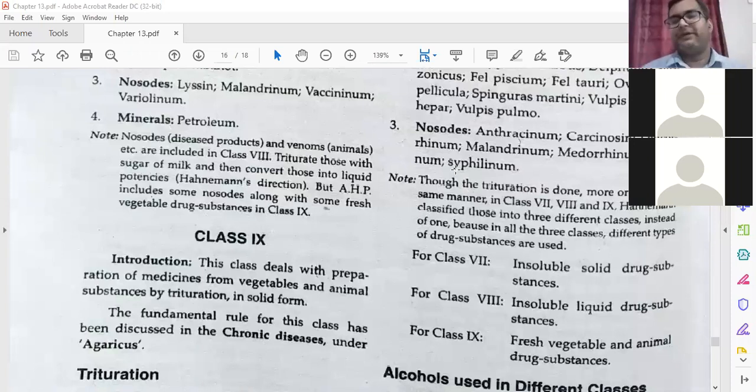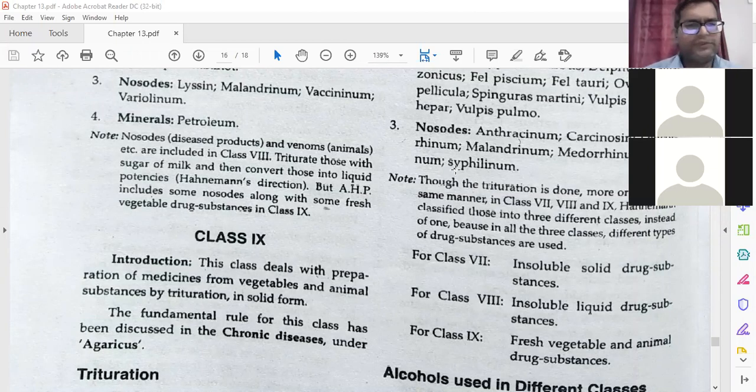Always, everywhere, it is not that you will leave the notes, because notes are important, as there are some exceptions also. The notes: nosodes, diseased products, and venoms, animal, etc. Already we have studied that in the chapter on sources of drugs. The nosodes, diseased products, and venoms, animal, etc. are included in class 8.